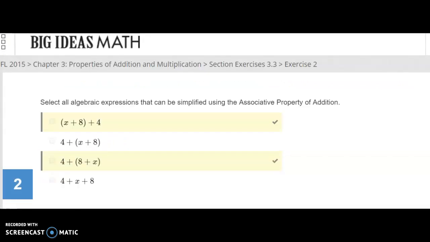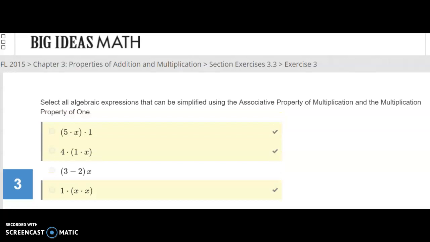Associative property is just throwing a little parentheses around it. So it says select all the algebraic expressions that can be simplified using the associative property of addition. So x plus 8 plus 4 is the same as saying we could move this over here and we could say x plus parentheses 8 plus 4. And 4 plus x plus 8, and 4 plus 8 plus x. So again, we can just flip these around and they're all the same.